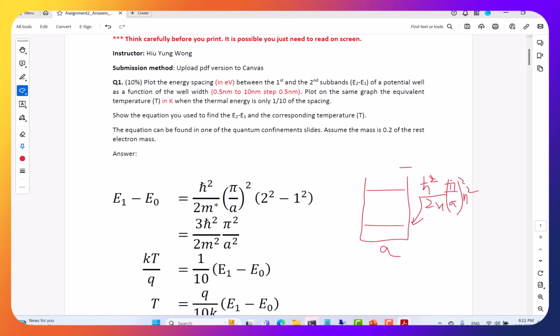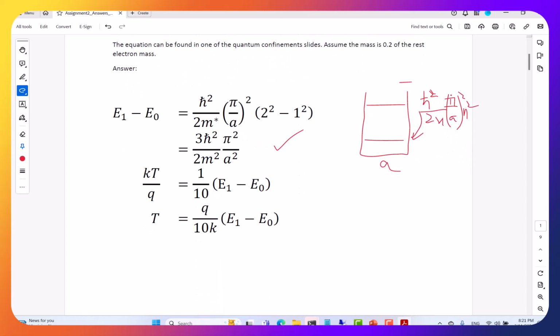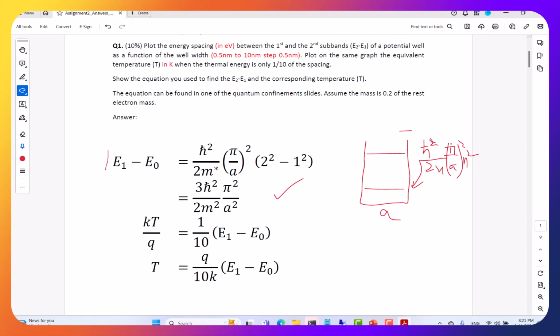We discussed this in the class, right? Particularly the last lecture last week. We gave all the equation. I actually gave all this in the last lecture on Wednesday. So nothing special. We just plot E1 minus E0 as a function of A. I asked you to step from 0.5 nanometer to 10 nanometer.